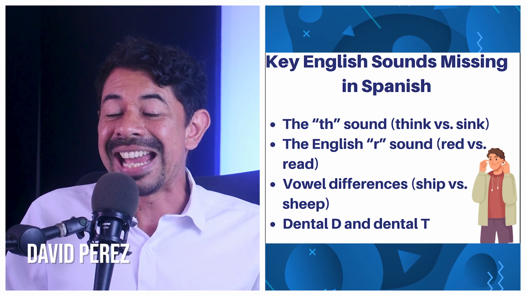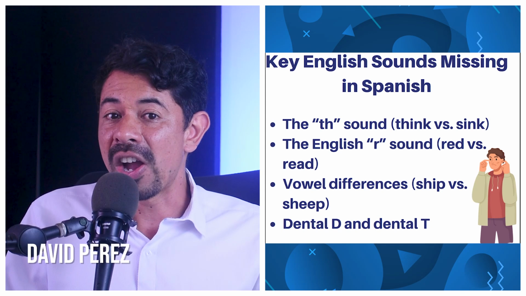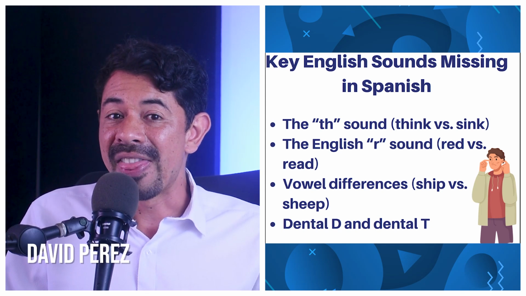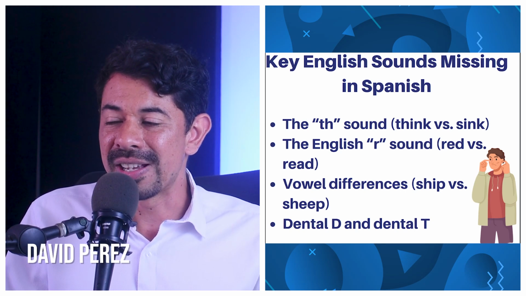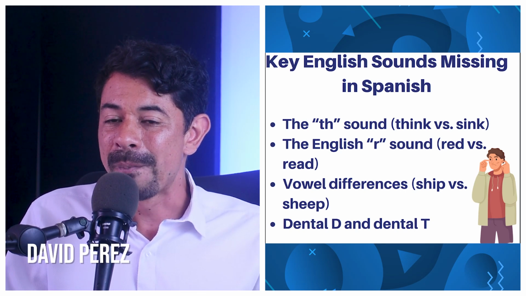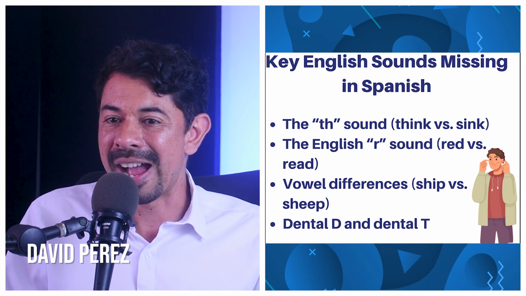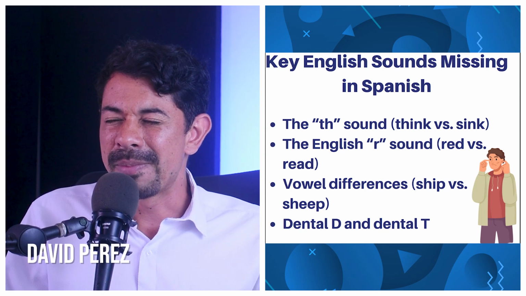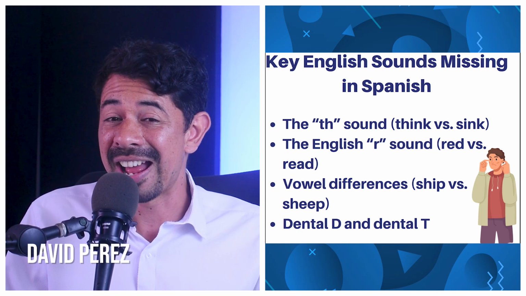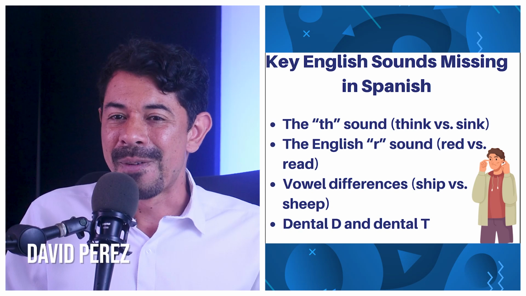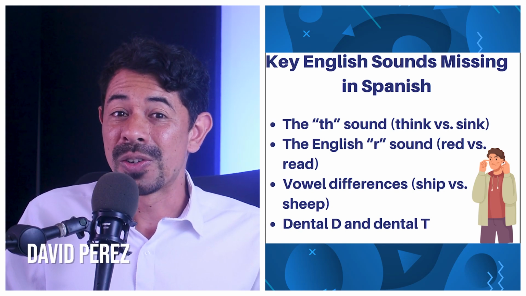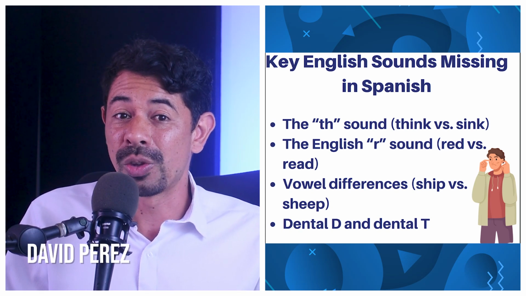In English, D and T are not dental. They are alveolar. They go right above your teeth. You don't touch your teeth, you touch your gums, right behind your teeth, as if you were moving towards the palate. That's why you have a difference there. You have tomato versus tomate.